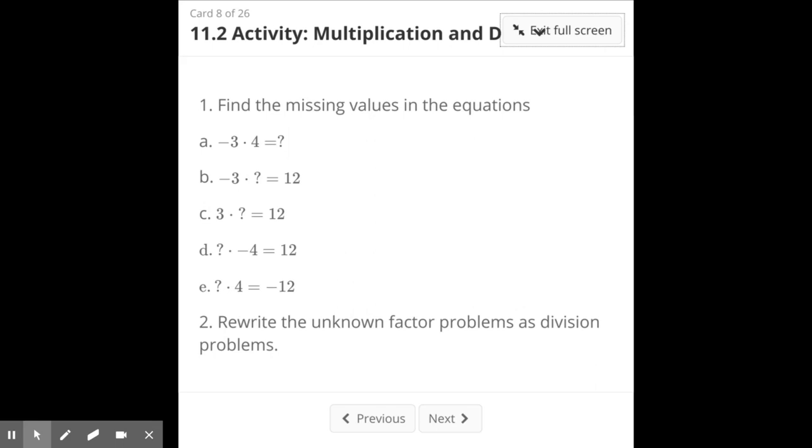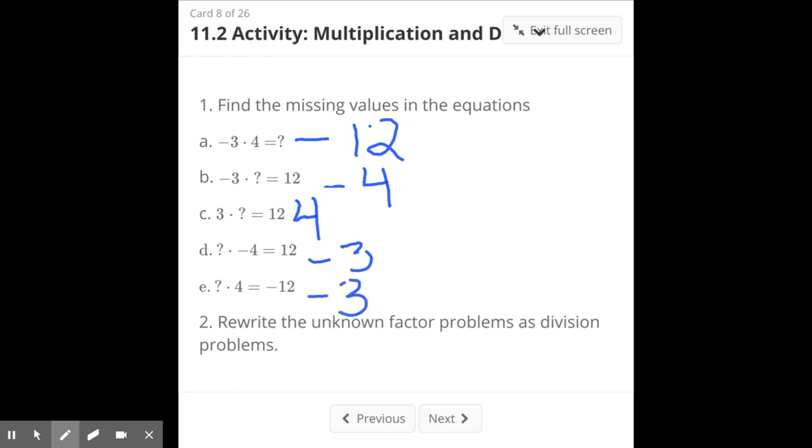All right, so for A, we have negative 3 times 4. So you're going to get negative 12. For the next one, negative 3 times negative 4 is 12. C, 3 times positive 4 is 12. And D, negative 3 times negative 4 is 12. And finally, negative 3 times positive 4 is negative 12.